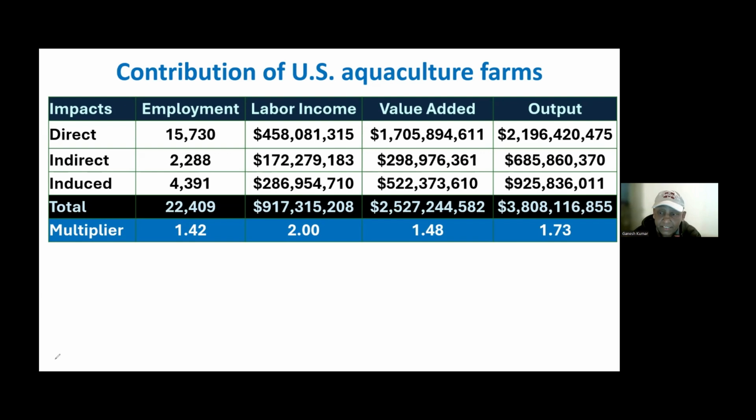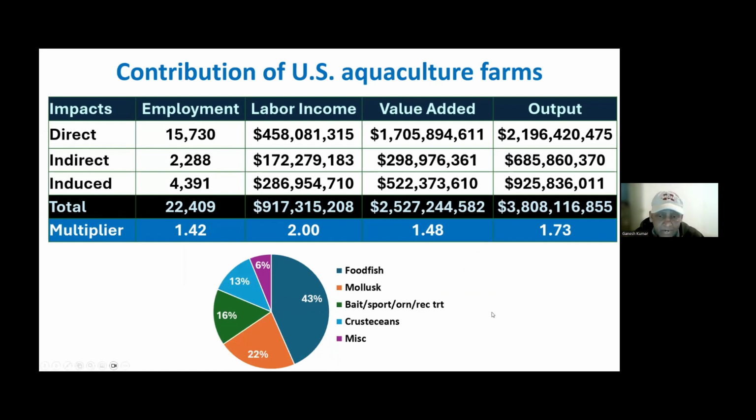And the value addition is nothing but the labor income plus the taxes and property income put together. That's about $2.5 billion. And the economic contribution of U.S. aquaculture farms is close to $4 billion, or $3.8 billion to be precise. The multiplier effect: if $1 is generated on aquaculture farms, the total impact on the economy is about 1.73. That means an additional 73 cents are being generated within the economy. That's the meaning of it. So the take-home from this slide is the $3.8 billion as well as the 23,000 jobs that are created.